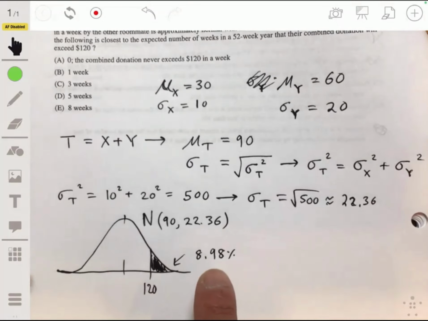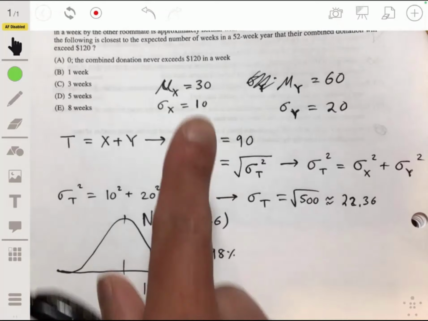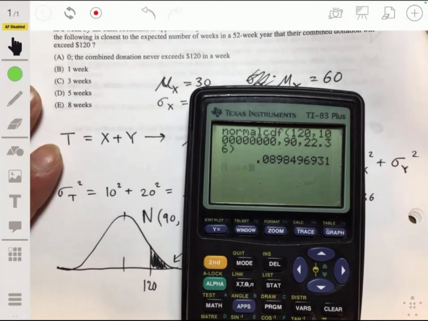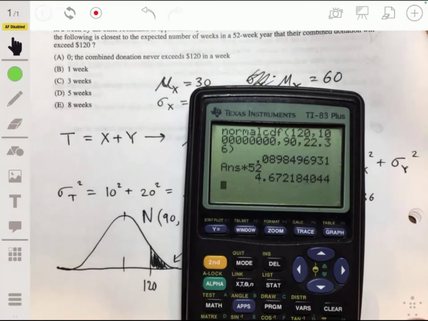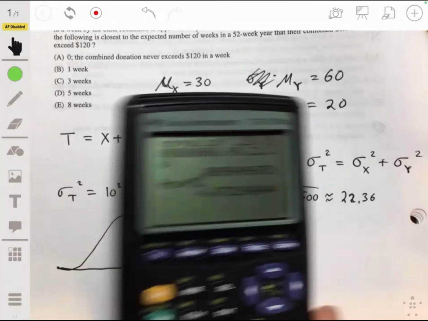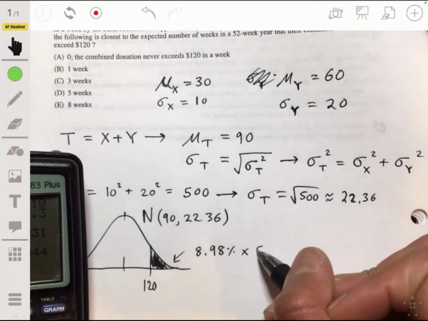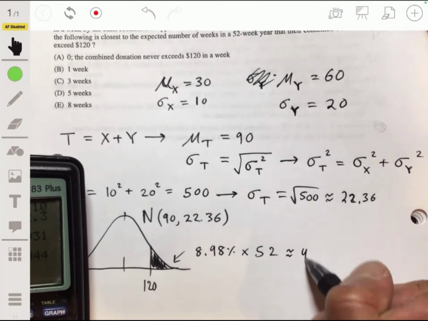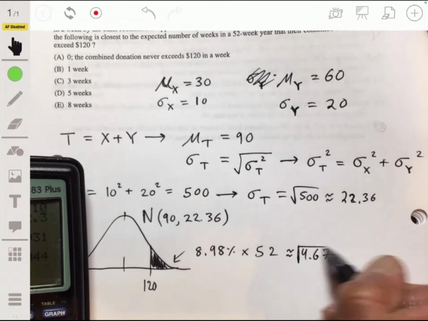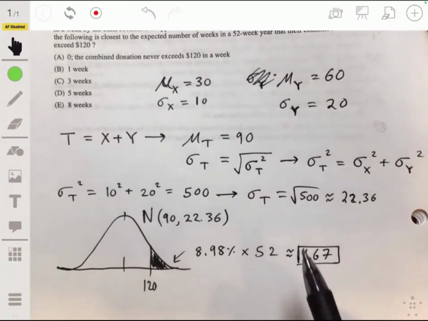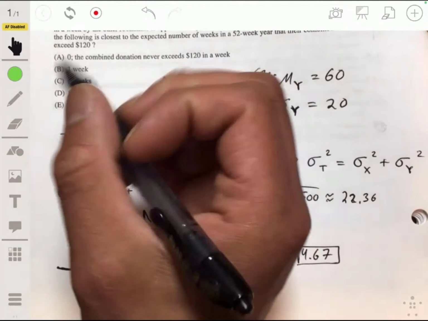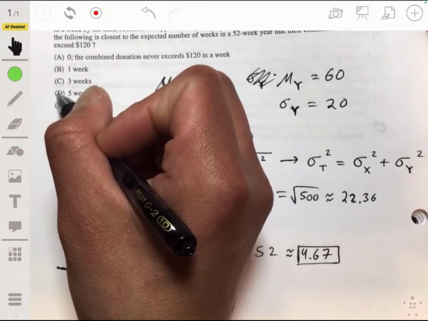This is basically saying about 9% of the time, or 9% of the weeks. So we take this number and multiply it by 52, and that'll tell us about how many weeks. So about 4.67 weeks. So the closest answer will be 5 weeks. And so the answer will be D.